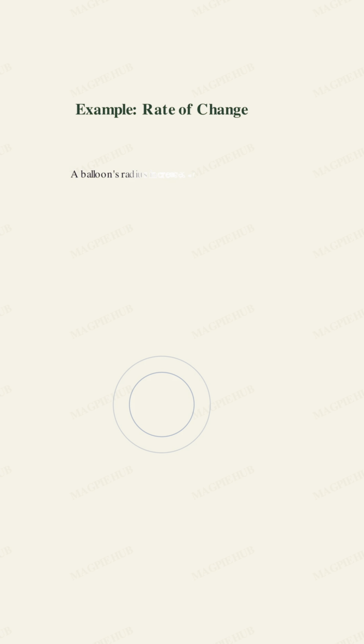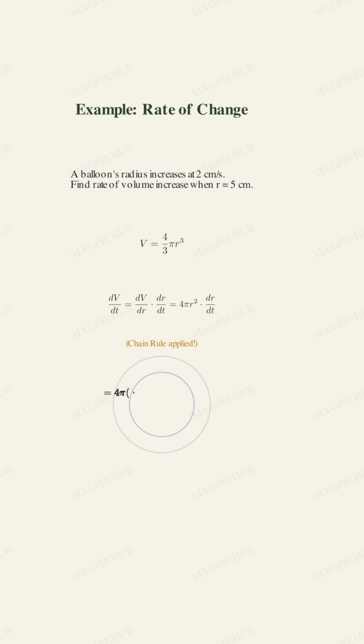Example. A spherical balloon's radius increases at 2 centimeters per second. Find the rate of volume increase when the radius is 5 centimeters. Volume of a sphere, V equals 4/3 pi r cubed. By the chain rule, dV/dt equals dV/dr times dr/dt. dV/dr equals 4 pi r squared, and dr/dt is given as 2. Substituting r equals 5, dV/dt equals 4 pi times 25 times 2 equals 200 pi, approximately 628 cubic centimeters per second.